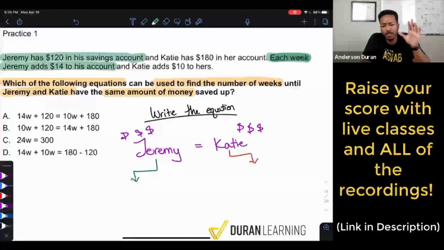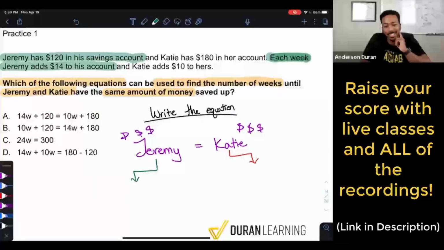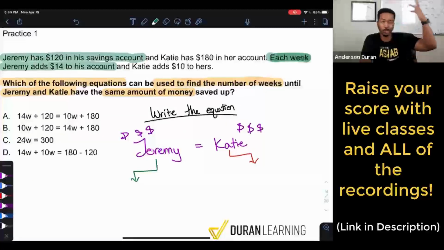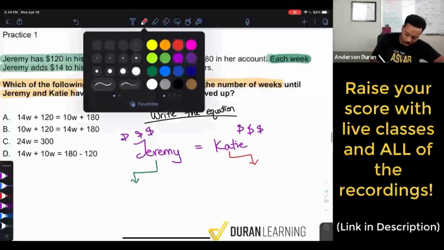And for those of us with experience in setting up and solving equations before, when you have a starting amount, is that number typically by itself or do you put the variable with that number? Typically, what do you usually see? By itself. Exactly. If it's a starting amount, the initial value, or the starting point, it's typically just by itself. And so I'm going to go ahead and just write it out right there.